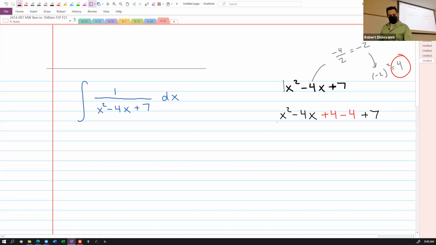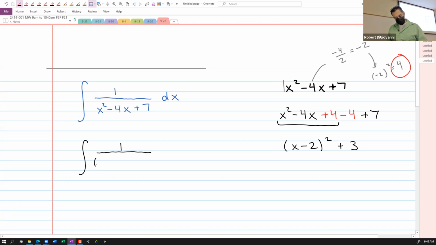The first three terms are guaranteed to factor as a perfect square trinomial, which means it'll turn into something squared. What is it? x minus 2 squared. Now, what do you still have there on the outside, though? -4 plus 7, so plus 3, right? You good? Okay, now this turns into the integral of 1 over, in parentheses, x minus 2 squared plus 3 dx.